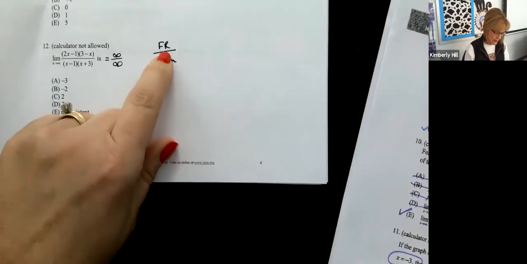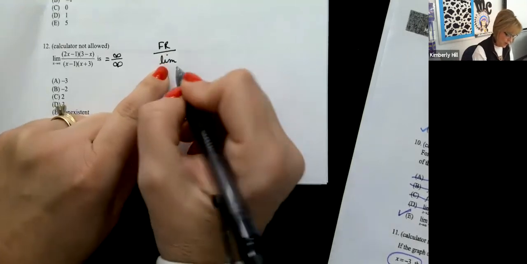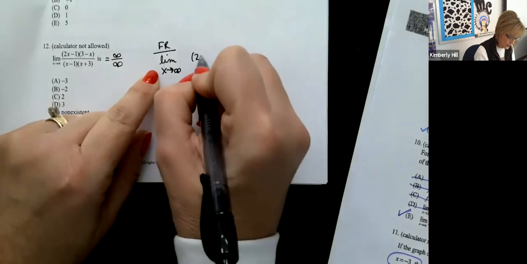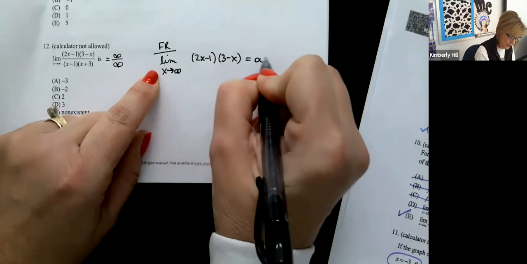So anything like that, yes, I can post a key. Anything like this that I have learned that I made mistakes on early on, I'd love to share with you all. So the limit as x goes to infinity of 2x minus 1 times 3 minus x is equal to infinity.